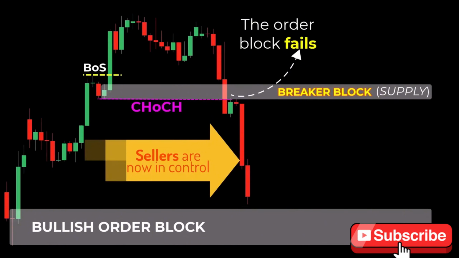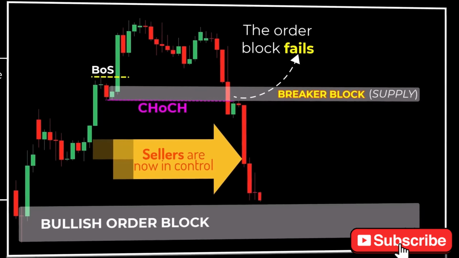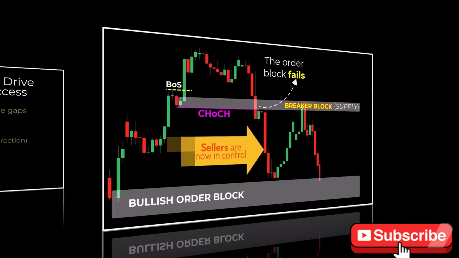Why does this level often work so well? Because traders who went long at the original order block are now trapped. When price returns, they want to close at break even. At the same time, smart money sees this as a fresh supply zone and starts shorting. So now we've got trapped buyers exiting and fresh sellers entering. And that's what causes price to reverse hard from this zone.